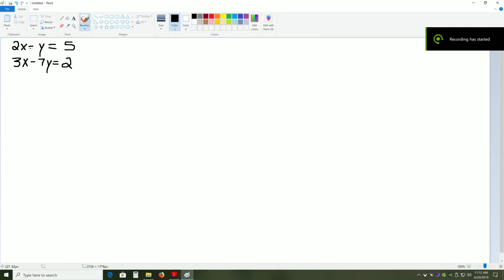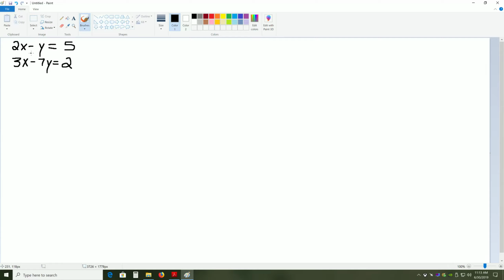This is a system of linear equations in which we want to solve it using the addition method. When you use the addition method, the concept is to get the coefficient in front of the same variable in each equation to be the same thing. So for instance, if you have a 2x here, you'd want a negative 2x here. So you want the same value but opposite signs.